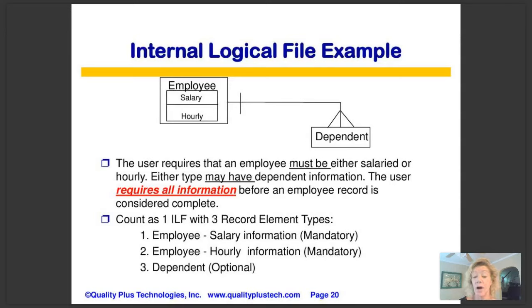The user requires all information before an employee record is considered complete. This means that a dependent is only identified in the context of one and only one employee. If I delete the employee in this business model, the dependent is also deleted. That means this one ILF consists of an employee, salaried or hourly, that's two RETs, and a dependent, which is optional. So we've got three record element types, one ILF.